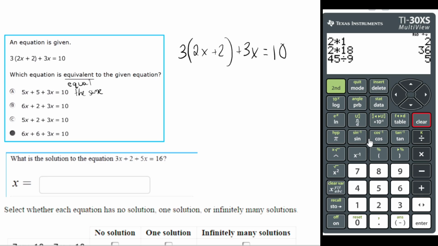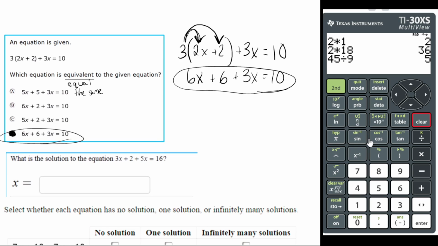Step 1, distribute. Remember, distribution is always multiplication. 3 times 2x makes 6x. 3 times 2 is 6, plus 3x, because everything else just comes down. And we stop and then we look at our choices. Does this match any of our choices? Hey, wow, look at that. It matches D. Right there. So you stop because you got it. And you're good.